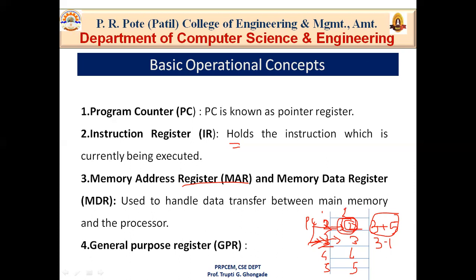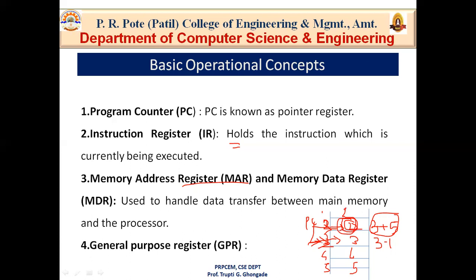Now memory address register holds the address of the memory location, but whatever data is stored at that memory location is held by the memory data register. There are two separate registers, one for address and another for data. So this 3 plus 5 instruction contains some data, like 3 and 5. This data is held by which register? This data is held by the memory data register, and the address, that is memory location 2, is held by the memory address register. Memory data register is also called memory buffer register.